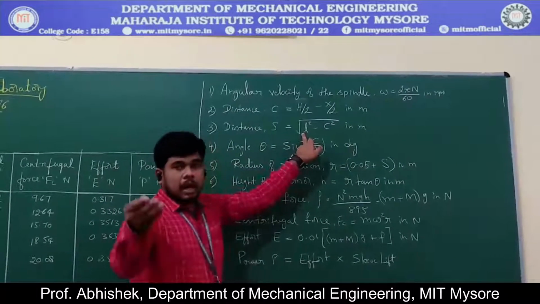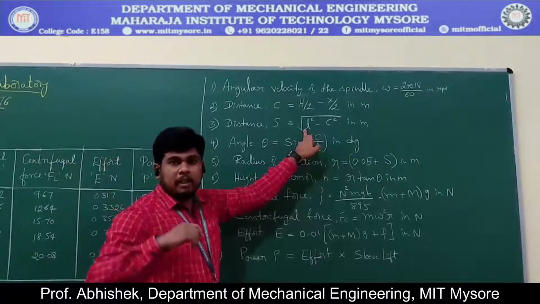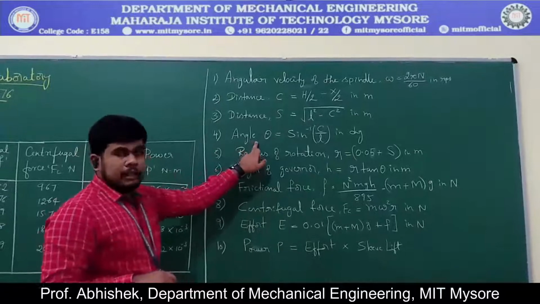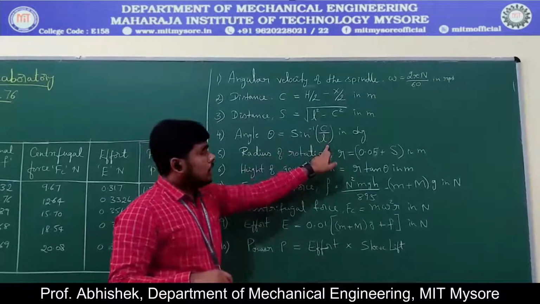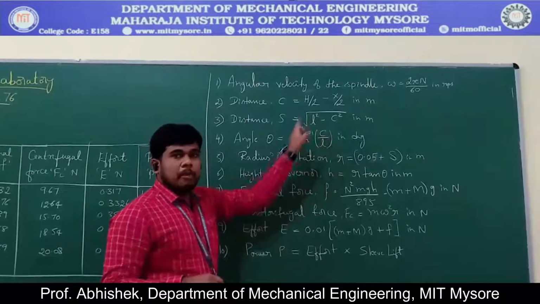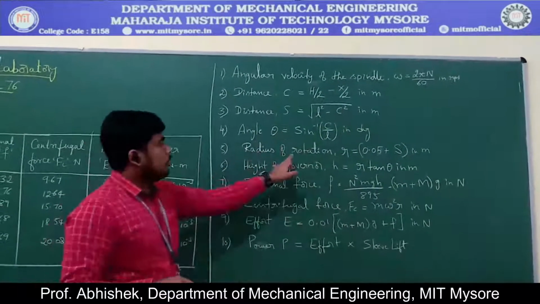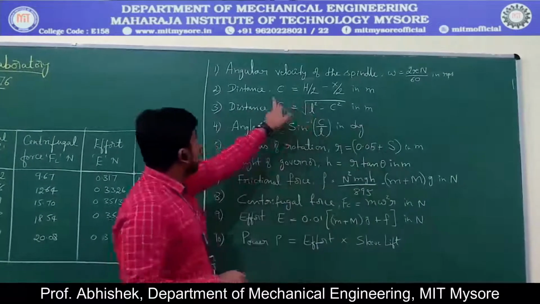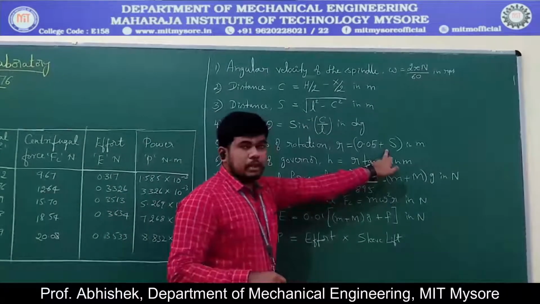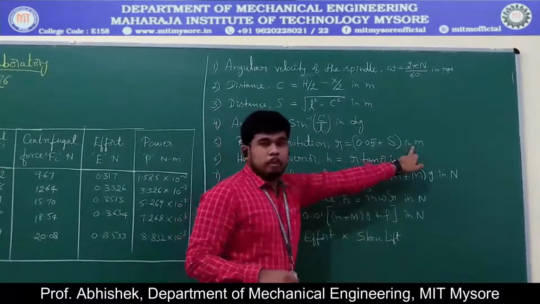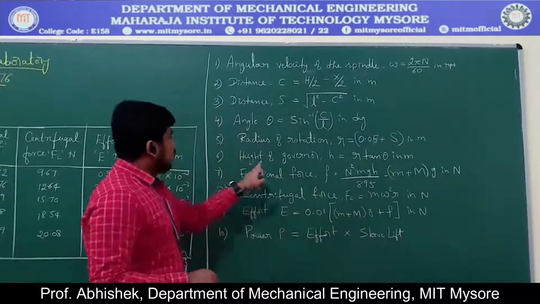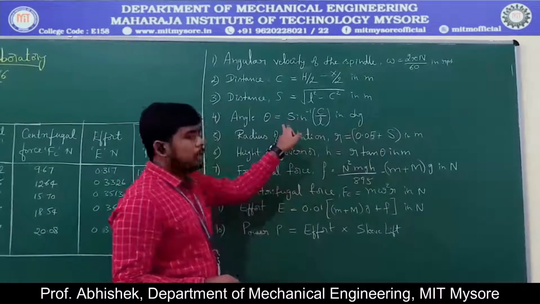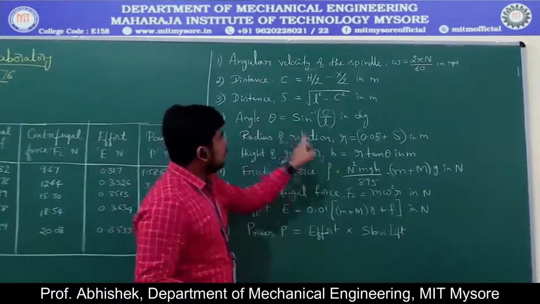For this L, you have the observation reading in the Porter Governor itself, and c, here you are going to calculate the c value. Then you are going to find out the angle theta, that is theta is equal to sine inverse of c by L. You already got the value of c and L, so thereby you can find out the angle. Then radius of rotation, r is equal to 0.05 plus s. Here you are going to find the s, so you can use that s value here to find the radius of rotation. That should be in meter. Then height of governor, that is h is equal to r into tan theta, in meter.